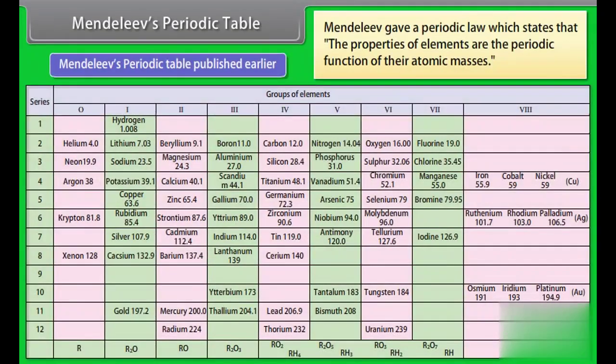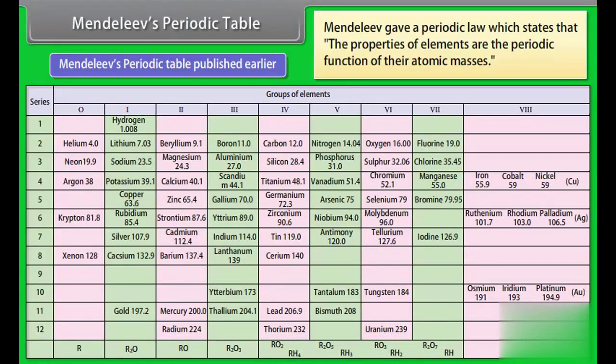Mendeleev's periodic table. Mendeleev gave a periodic law which states that the properties of elements are the periodic function of their atomic masses. Uses of Mendeleev's periodic table. Number 1. In the periodic table, elements are classified into groups with similar properties, thus facilitating the study of properties of elements. Number 2. Mendeleev left certain vacant places in his table, which provided a clue for the discovery of new elements. Some of the properties could be predicted with fair accuracy.